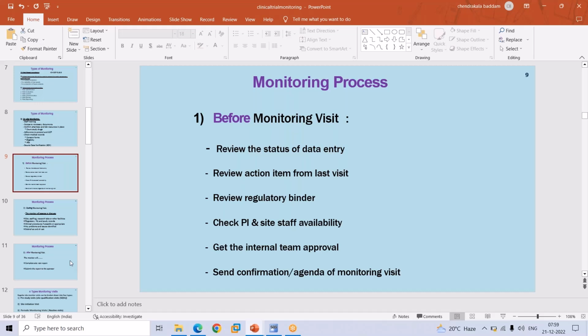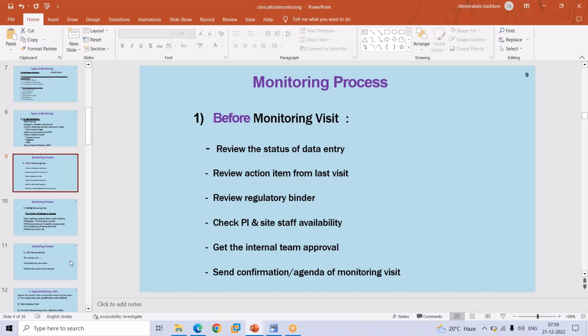So, review the regulatory binder. The regulatory binder is a place where we have all the documents, regulatory approvals and all. Review that binder with all the documents. Check principal investigator and site staff availability. That means when they are visiting the site, whether the principal investigator, coordinator, other site people are available or not.